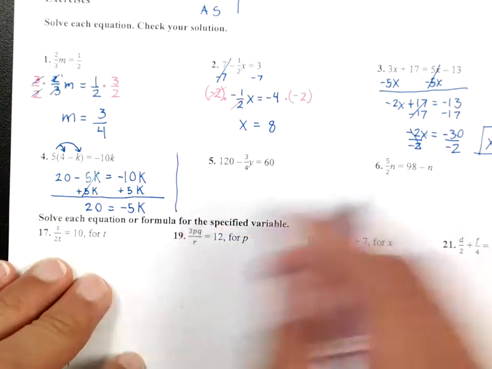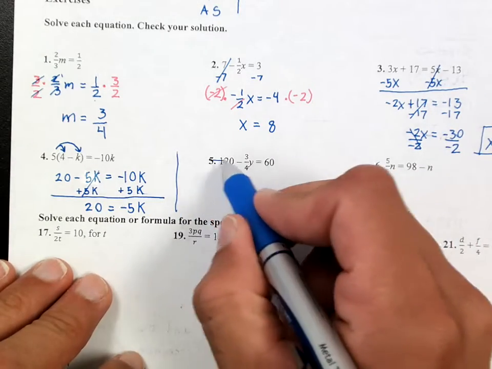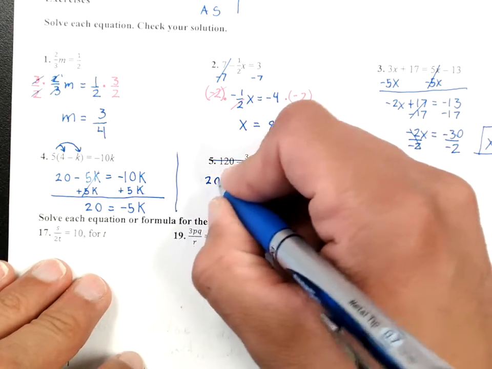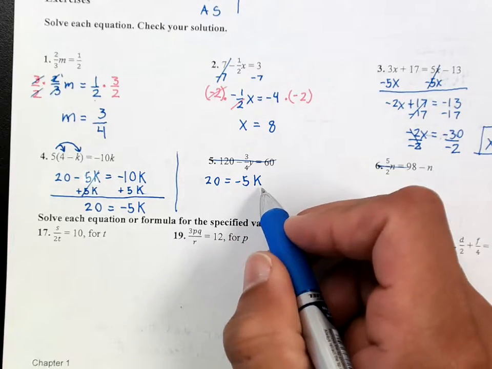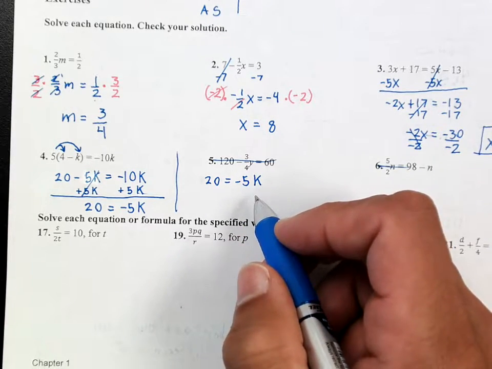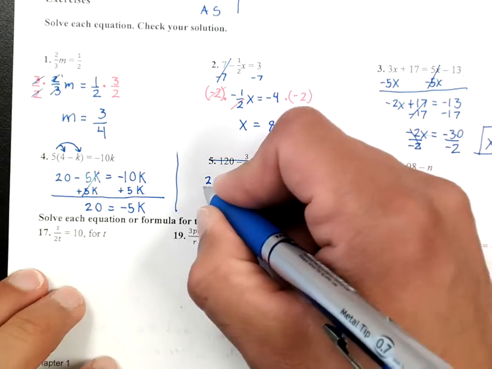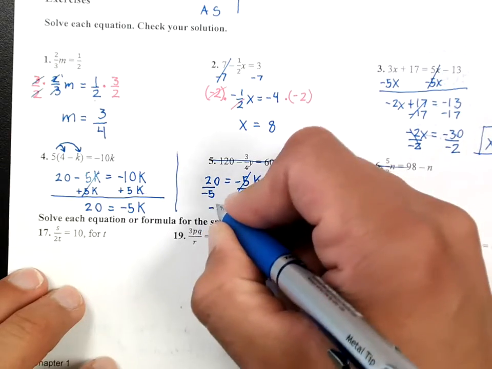And I'm not going to do 5 or 6, okay? So I'm just going to write on this side. So we got 20 is equal to negative 5K. So again, don't forget the negative 5 and K are being multiplied. So therefore, I'm going to divide both sides by negative 5. So negative 4 is equal to K.